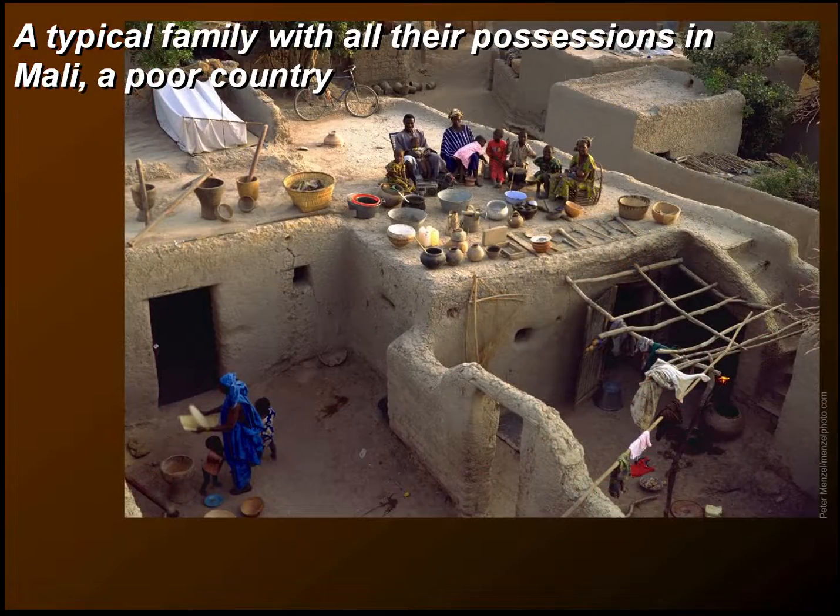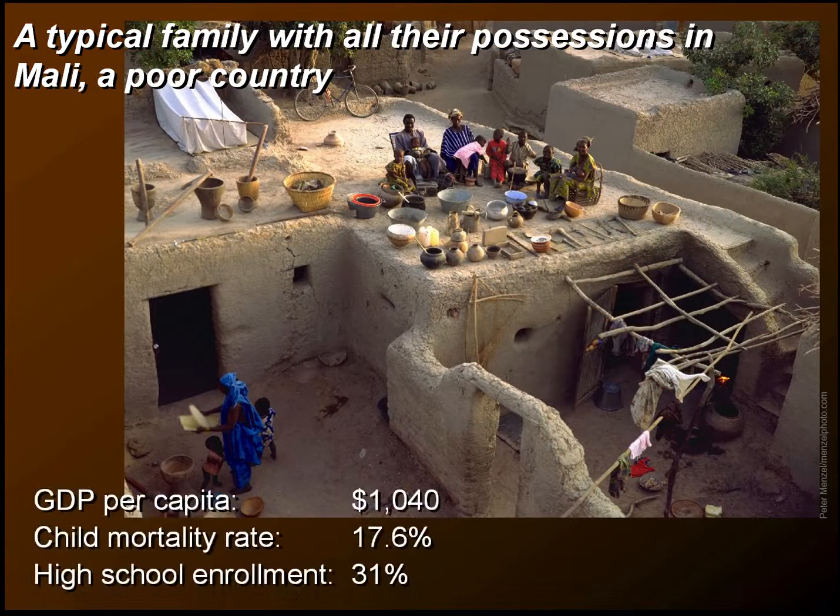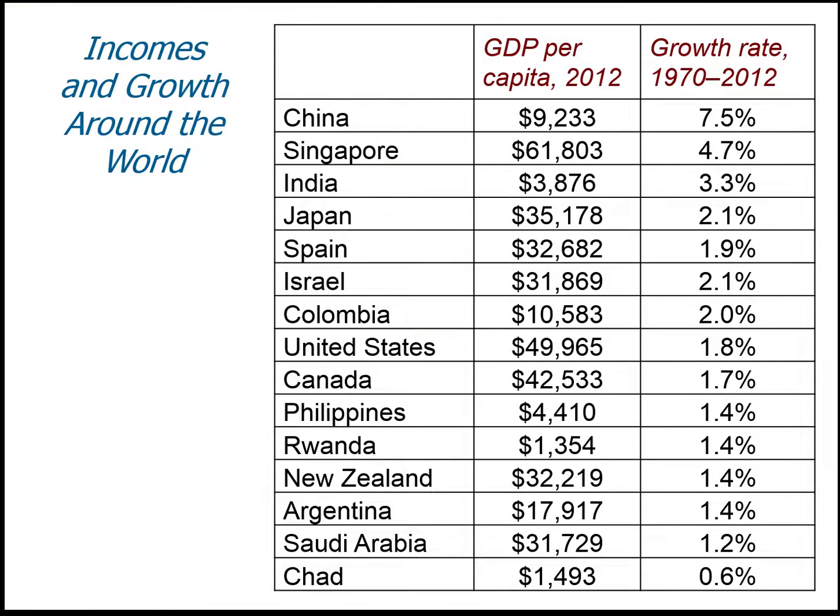Check out this country. This is Mali. A poor country, GDP per capita of 1,040, child mortality rate 17.6%. That's astonishing, and a high school enrollment rate of only 31%. And look, their entire household possessions consists of sticks and a couple of pots. Okay, so here's basically the same exact idea here, but I'm just going to show it for more countries and not in such a cool way.